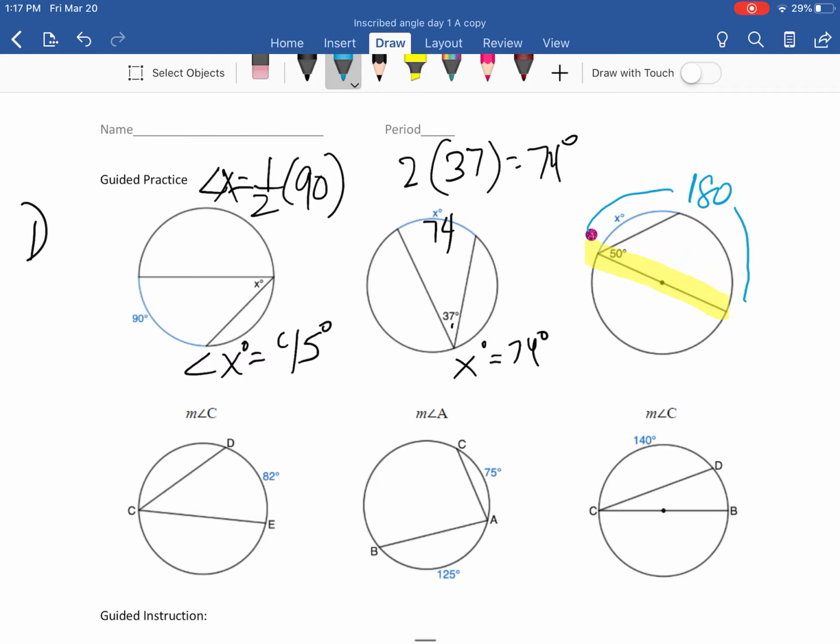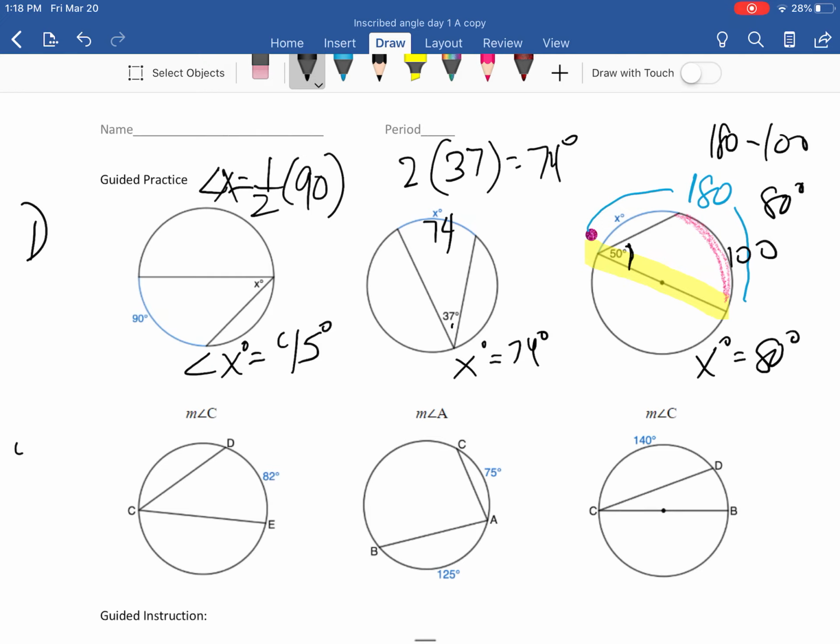So if we know the total is 180, we could use that. Here we have an inscribed angle, so we would multiply 50 times 2 to get 100, or again, I'm going to highlight that piece. Let's do it in pink. That piece is 100. So if we want to know what x is, we would just do 180 minus 100 and get 80 degrees. So x equals 80 degrees, and that represents the measure of the arc that is x degrees.